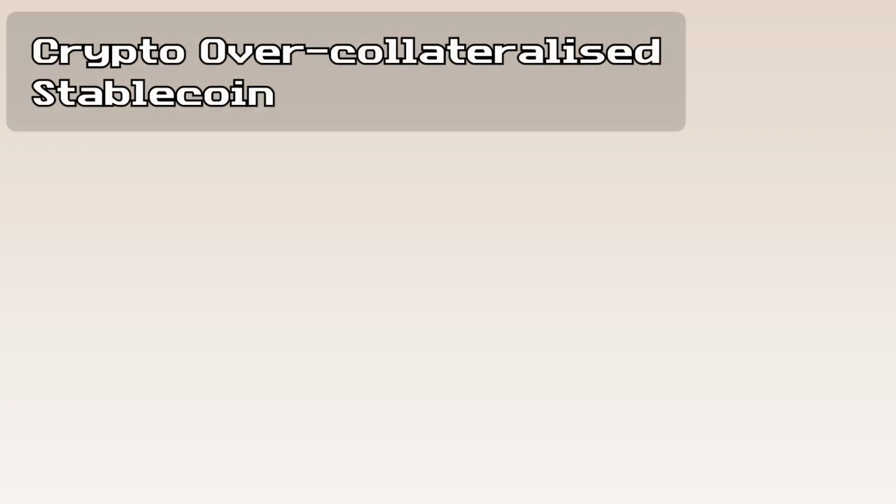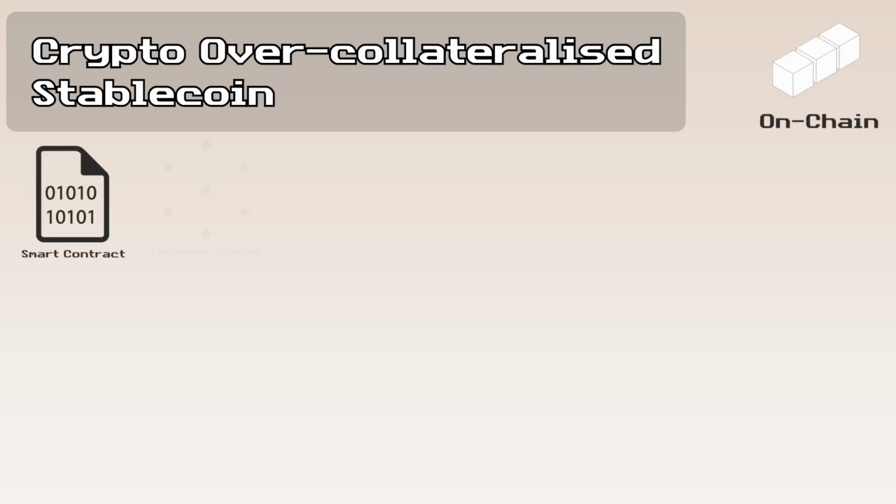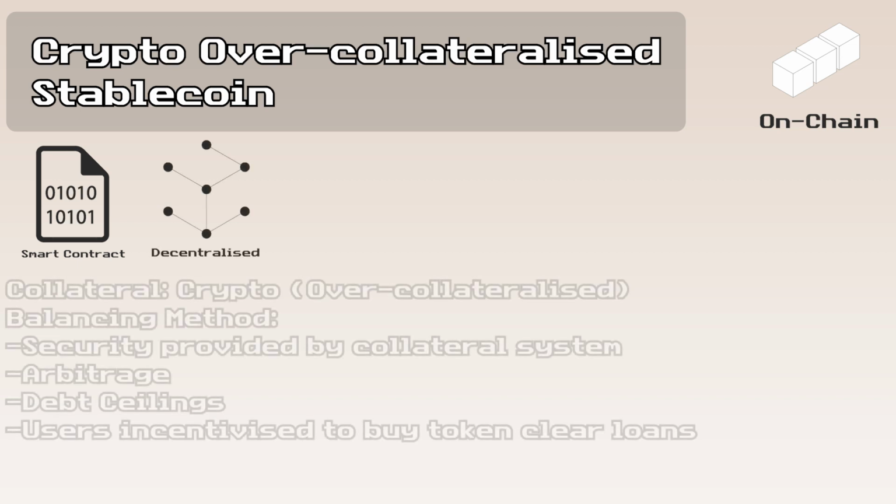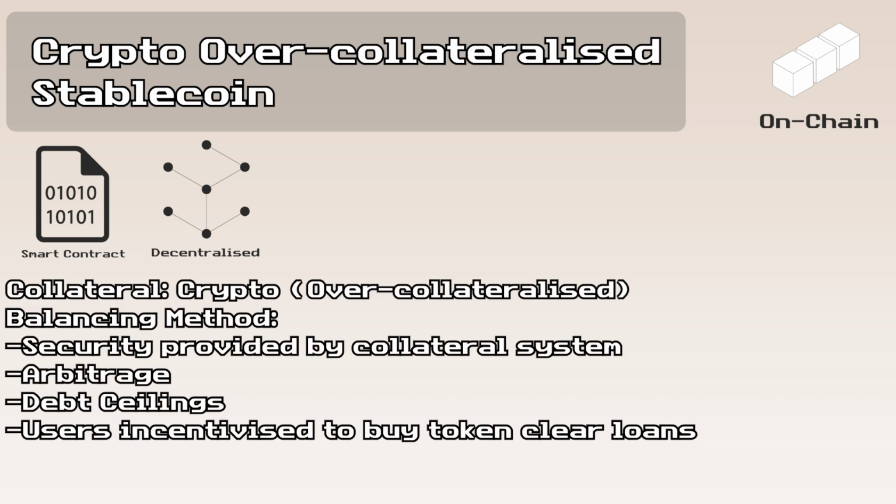Okay, so the next kind of stablecoin that we are going to look at is what I would call a crypto over-collateralized stablecoin. So what is a crypto over-collateralized stablecoin? This coin is on-chain, it's using smart contracts, and it's also decentralized. But instead of having no collateral like the previous algorithmic stablecoin we looked at, it's over-collateralized. So that means that there's more collateral, more assets behind the stablecoin backing it than there are stablecoins in existence.